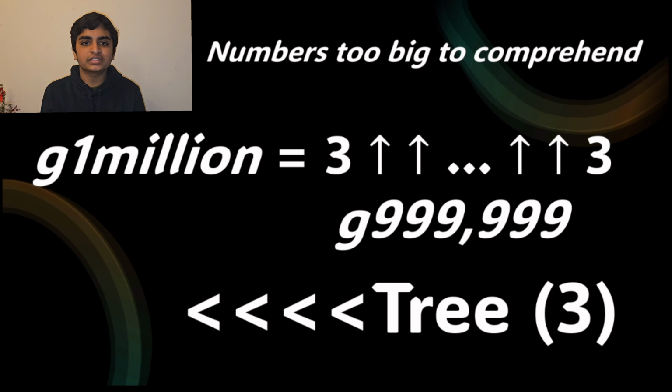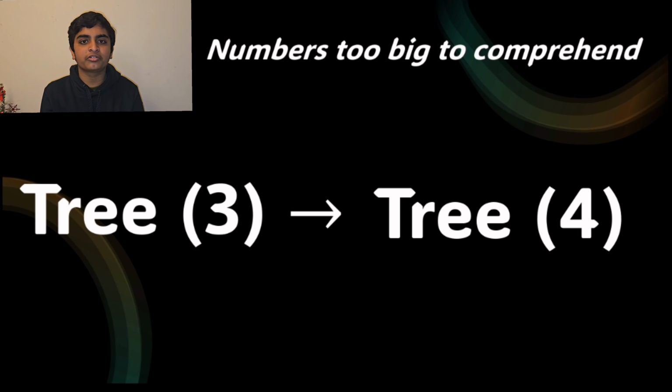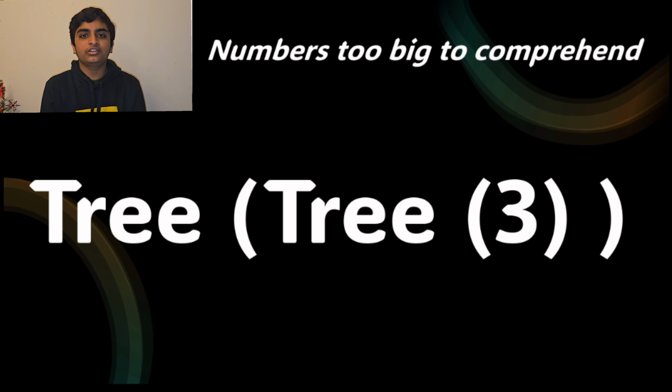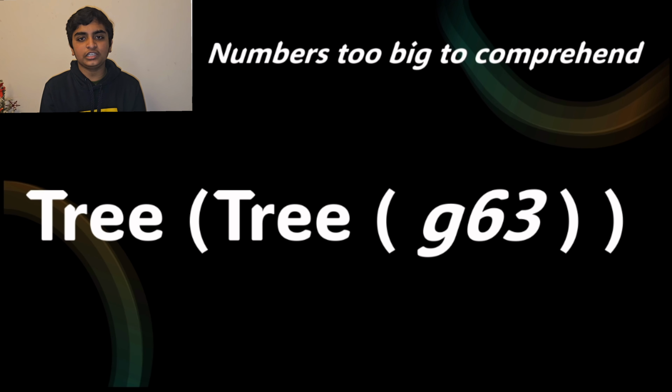Just like Graham's number, we can keep going with the trees. Why not take a look at the tree of 4 or even the tree of Graham's number or G63 or even the tree of 3. And why not even the tree of G63 or Graham's number?